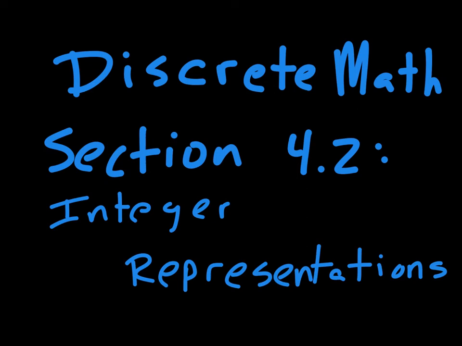All right, section 4.2, integer representations, which basically just boils down to converting decimal into binary, octal, and hexadecimal, and vice versa. So everything we're doing is based on this theorem, which says take any integer you want, call it b, as long as it's greater than 1, and then take another positive integer.